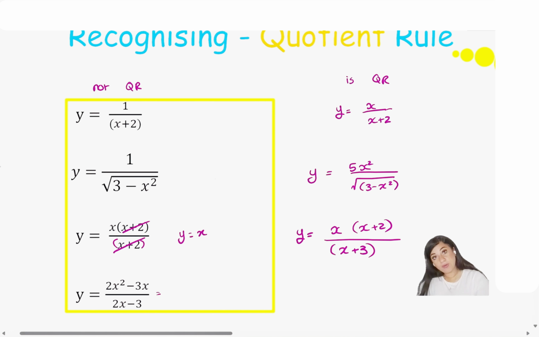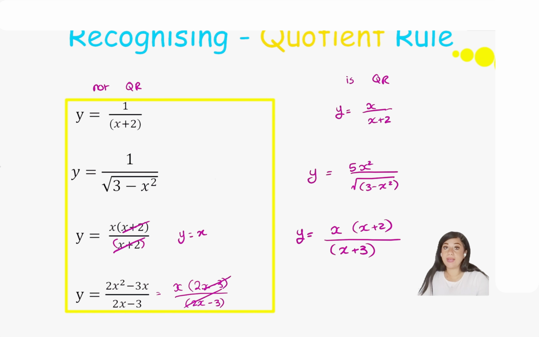If I were to rewrite this, I could factorize out the x. So I can end up with x brackets 2x minus 3, all divided by 2x minus 3. And I think I can cancel these two out. So I end up with just an x, which is just normal differentiation. But if I had, for example, 2x minus 5 over here, I wouldn't be able to cancel it out. So then it's quotient rule.